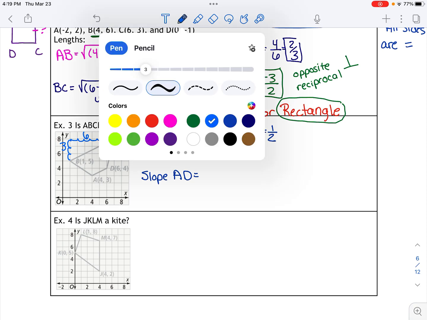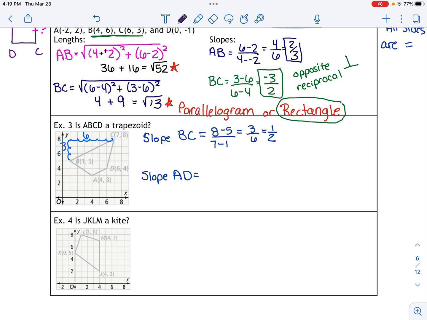Or you can just use the points. So y's go on top, 4 minus 3 over 6 minus 4 equals 1 over 2. So I'm going to say yes, one set of parallel sides. We just have to prove that one set is parallel to the other one by proving that their slopes come out the same.